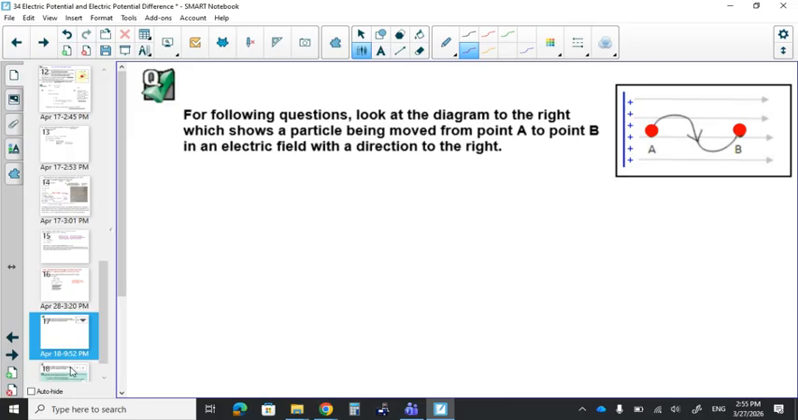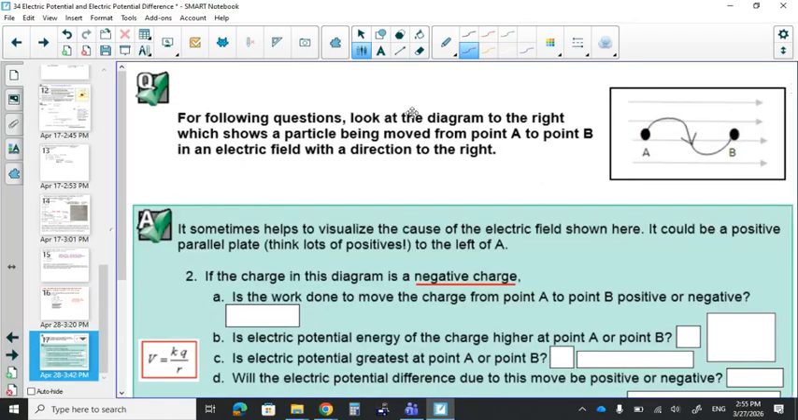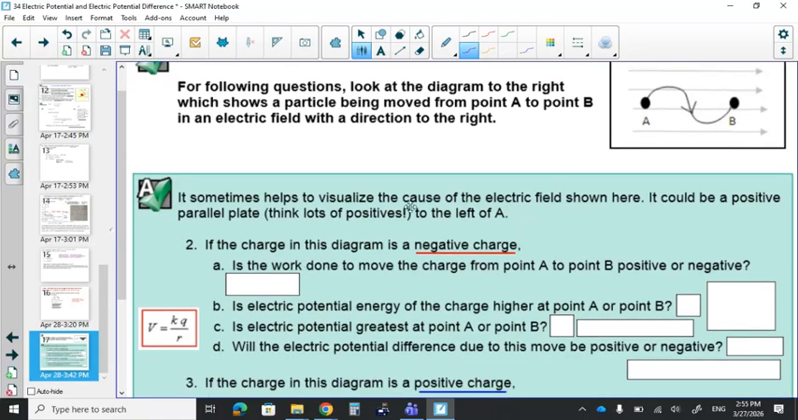In the next question down here, I don't need that slide anymore. I moved it over and forgot to delete it. So in the next question, just look at this diagram here. You've got your electric field, and you've got this motion and so on. And keep in mind that this direction here is the direction a positive would go, right?